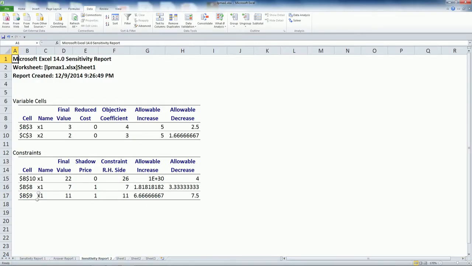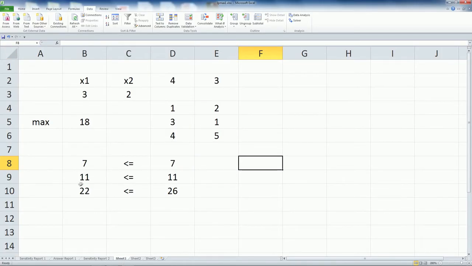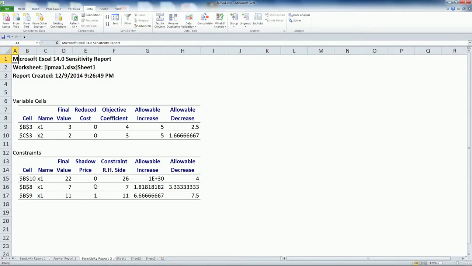now these are the right hand side, there are 3 constraints. Now, there is a description about the 3 constraints. The first constraint is here. First constraint, the left hand side value is 22, the right hand side value is 26. The second constraint, the left hand side value, final value is 7 versus 7 and 11 versus 11 and 22 versus 26. Now, you can see this also here. 7 versus 7, 11 versus 11 and 22 versus 26. Now corresponding to this you see shadow price as 0, 1 and 1.